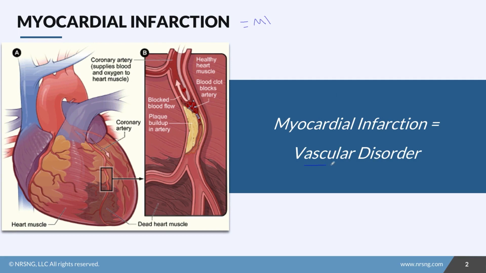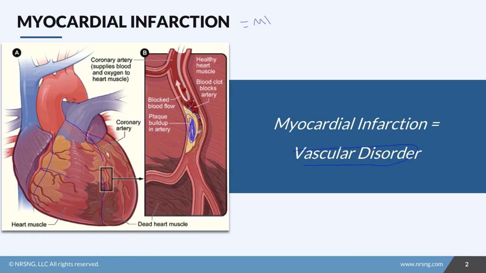When you think about myocardial infarction, or MI, as you're going to hear people say it, I want you to think vascular disorder. If you remember from the anatomy module, we have coronary arteries that supply the heart with blood. So the exit right here, they're supplying the heart with blood. If one of these vessels gets blocked with plaque or a clot, as you can see in this image here, it can occlude blood flow.